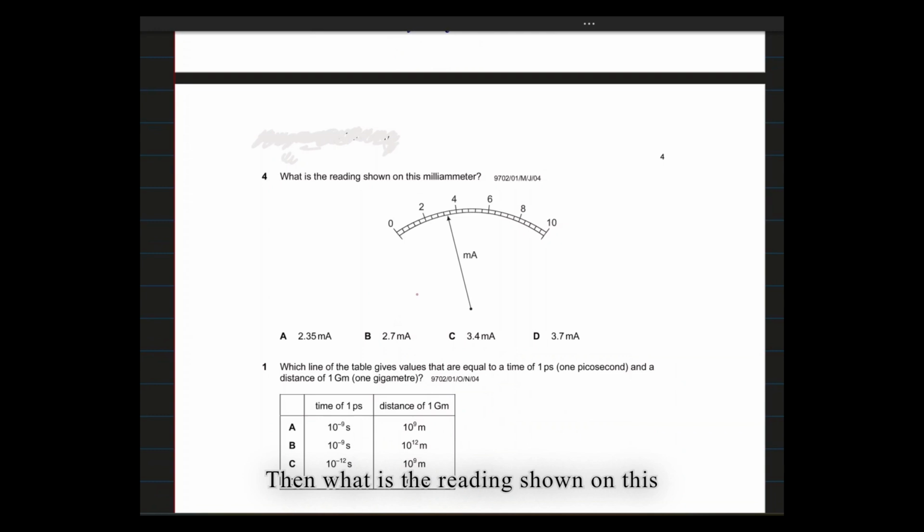Then, what is the reading shown on this milliammeter? We can see that there are divisions between 2 and 4, so 3 would be somewhere here. It's going like 0.4, this is 2.4, then 2.8, then 3.2, and something ahead, so it would be 3.4. You need to see how much each division is. So this one division is 0.4.